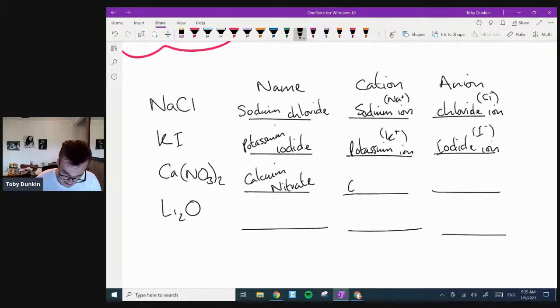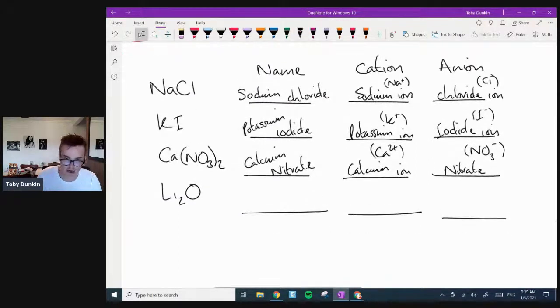So the cation is the calcium ion, and its charge is Ca2+ from the periodic table. We know how to use my table now. And the nitrate ion is NO3 1-. You've just got to learn that. It's a complex ion. We've done them. You've got to learn it.